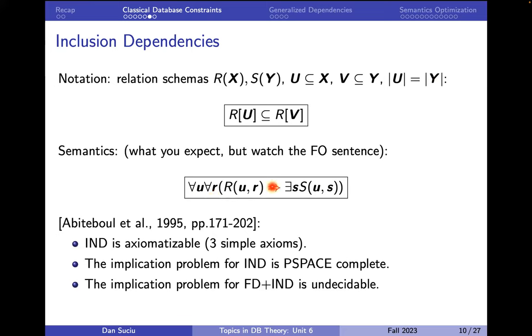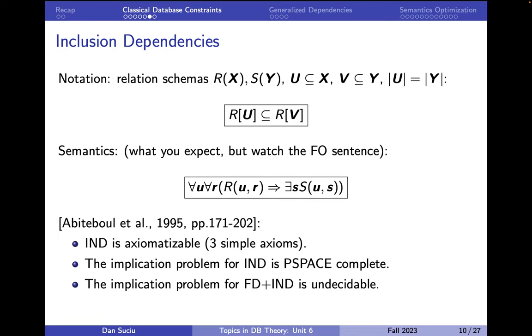But it's actually much easier to read the logical statement, and we will move in this direction. Here is what the textbook says. Inclusion dependencies in isolation are axiomatizable. This gets back to Remy's question. If we only want to consider inclusion dependencies, then we can axiomatize this and the implication problem is decidable. And the book says it's decidable in polynomial space. It's also PSPACE-complete.